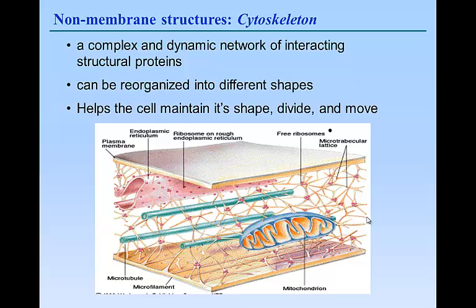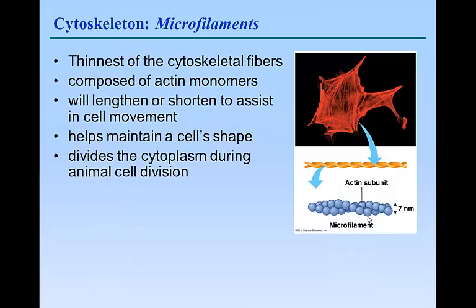And here's our function. It helps to maintain the cell's shape. It's also important in division and movement. Okay, so let's look at those structures that make up the cytoskeleton. The thinnest of them is called a microfilament. The microfilaments include actin.